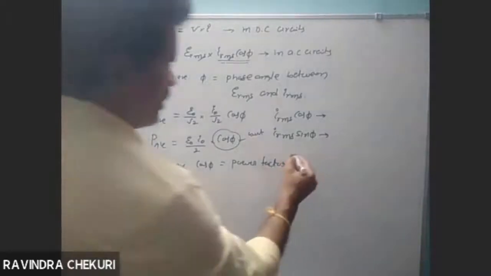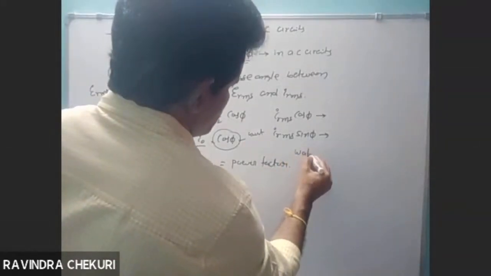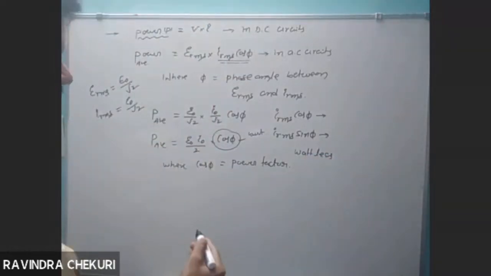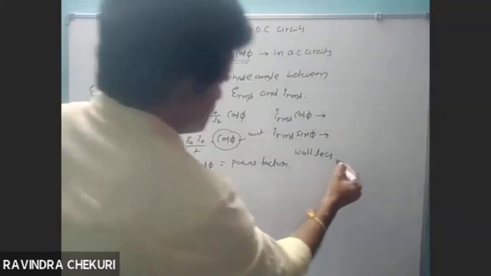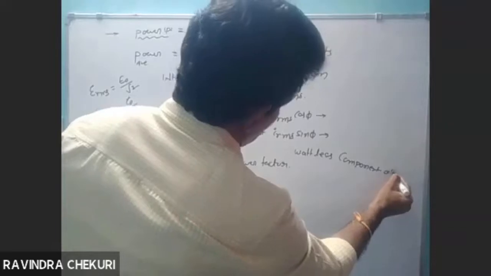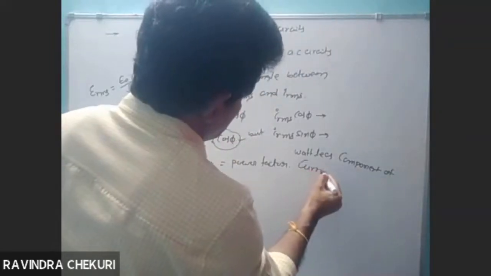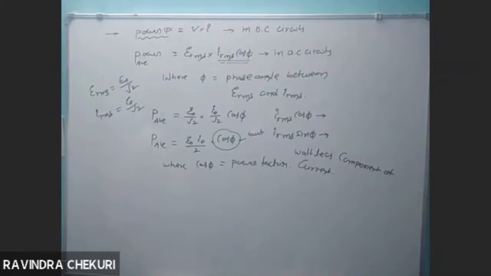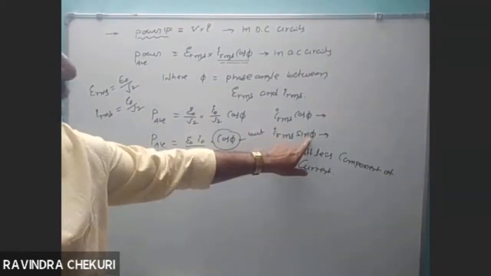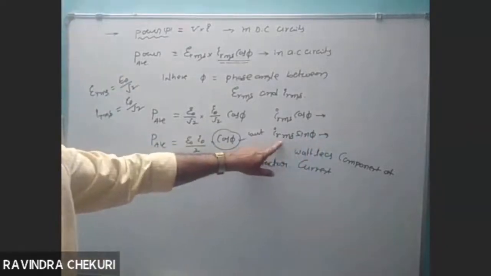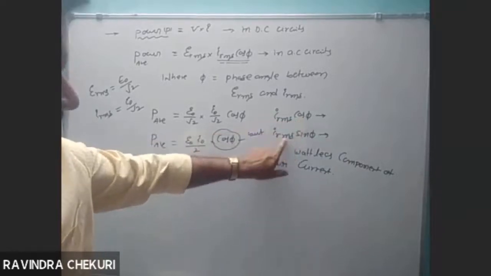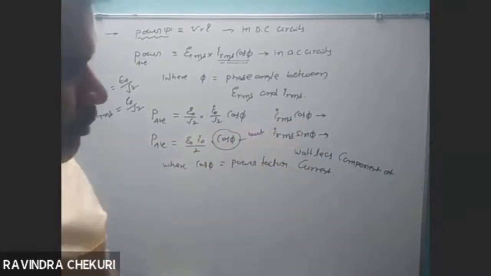So it is called the wattless component of current. The IRMS sin phi component does not contribute in the power consumption. Only the cos phi component contributes in the power consumption. So it is called the wattless component of current.